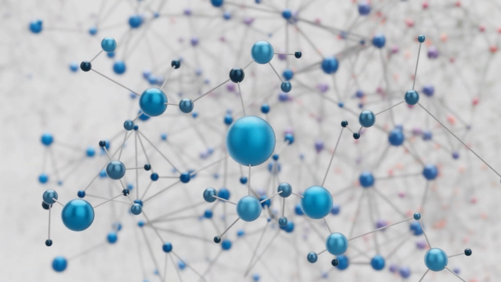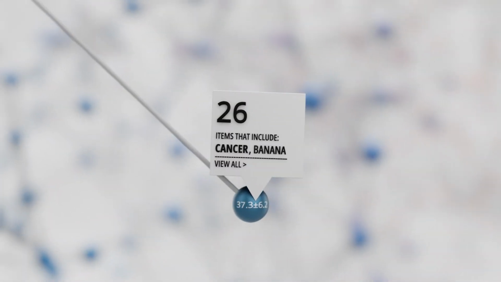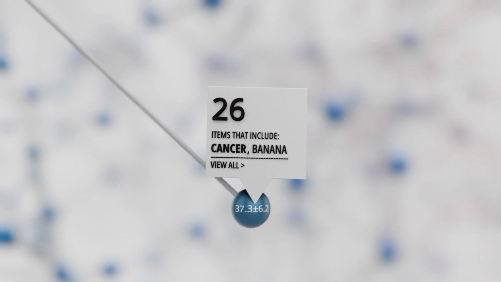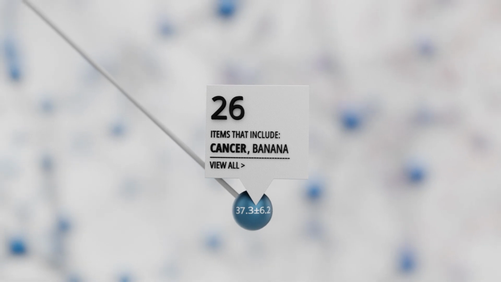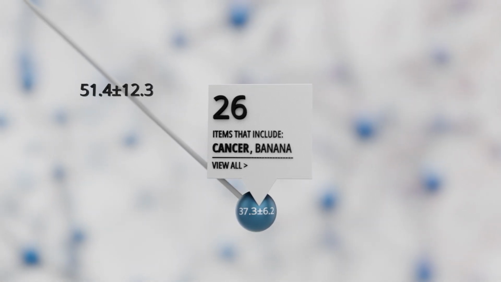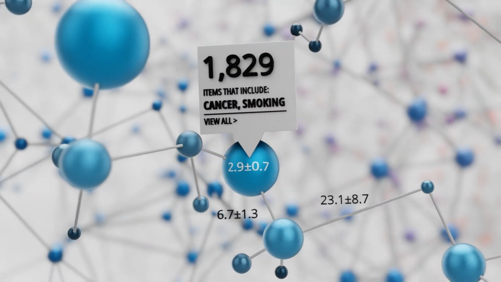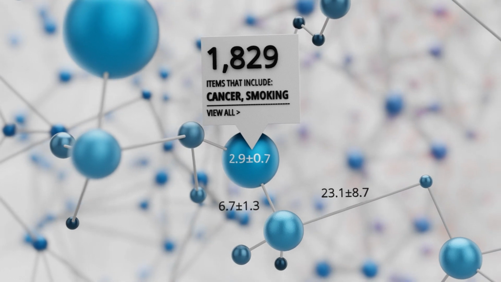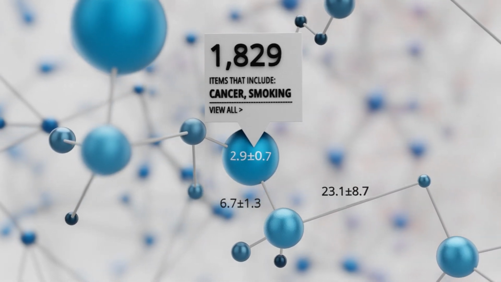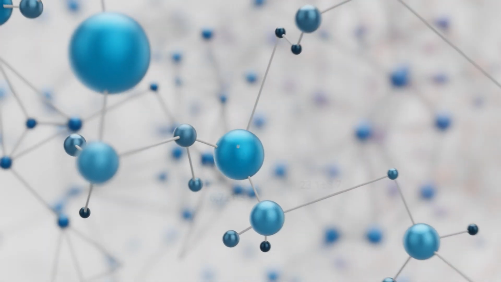For instance, the terms cancer and banana will represent a very small field of existing research, a weak cause and effect relationship, and therefore a relatively small node. However, the terms cancer and smoking will have a robust field of existing research with a strong cause and effect relationship, and therefore will dwarf its counterpart.